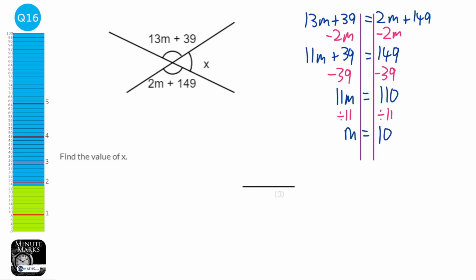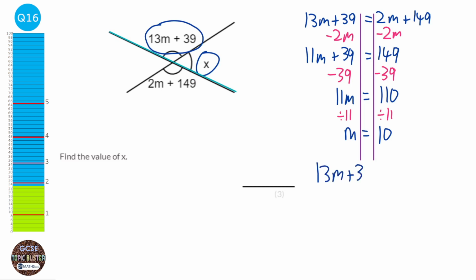So we know if m equals 10, we can then work out x. And the way we can do that is the fact that this one and this one are both on a straight line. So they are both on this straight line here. So we know that they've got to add up to 180. So let's write that down. 13m plus 39 plus x is equal to 180 degrees, or I don't normally put that in for the working out, I always put that in for the answer.